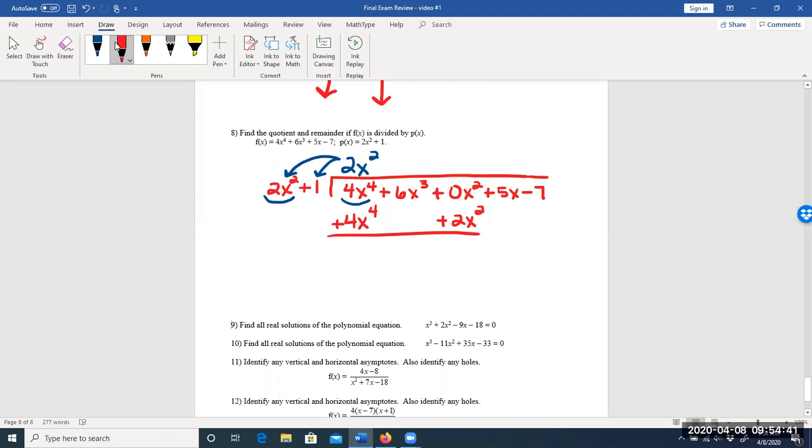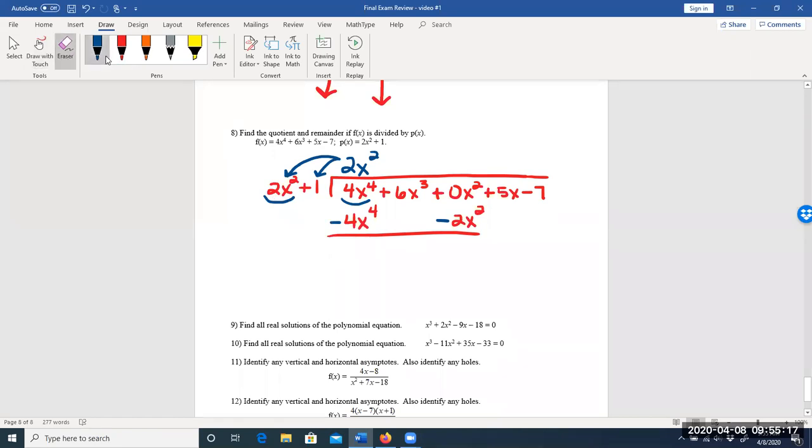Now we are supposed to subtract, but an easier thing to do, or at least it seems that students make fewer errors, is if you change the signs, then you are able to add down. So I'm going to change those both to negatives, and then I am able to add down. It just seems like students make fewer errors when they do that.